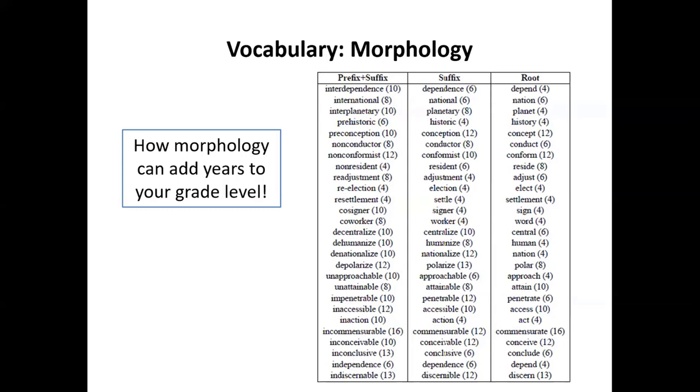You can see in the first row, in fourth grade, you learn depend. But by sixth grade, you start to learn the word dependence. And then by 10th grade, you've got interdependence. In sixth grade, you know nation or national, but by eighth grade, you learn words like international and so on. So you can see that just using these prefixes plus suffixes is basically expanding the level of your vocabulary, all building on words that hopefully you know the roots of or the simple versions of. Very critical, important.